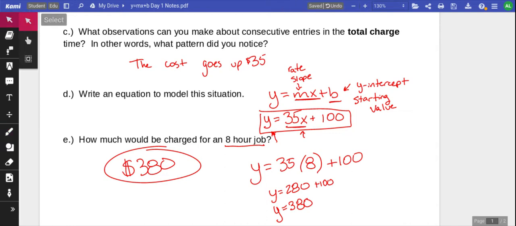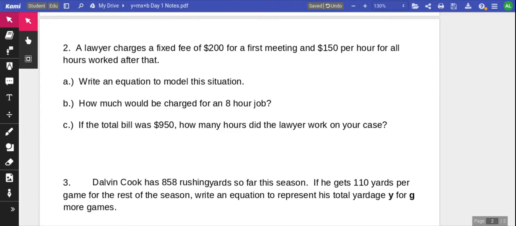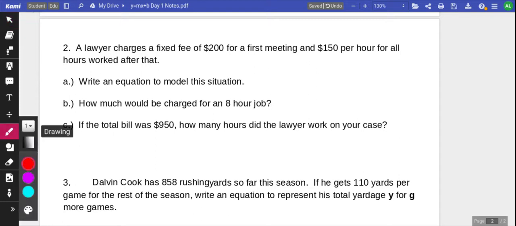All right, let's go on to the second page. I'm not going to do this entire thing because I want to save some of these problems for the Google Meet. So let's just do number 2. It says a lawyer charges a fixed fee of $200 for a first meeting and $150 per hour for all hours worked after that.